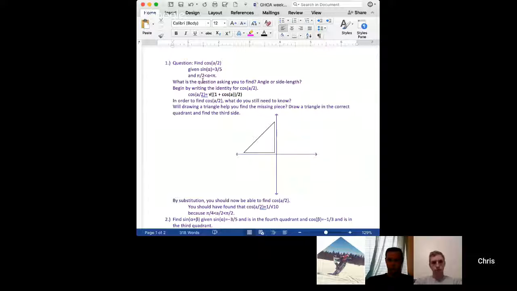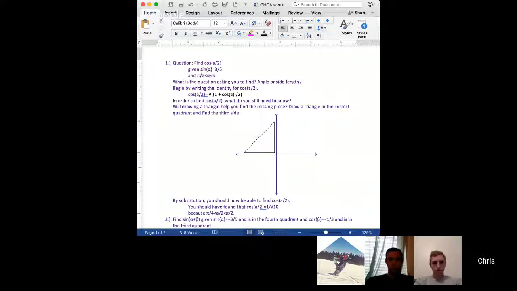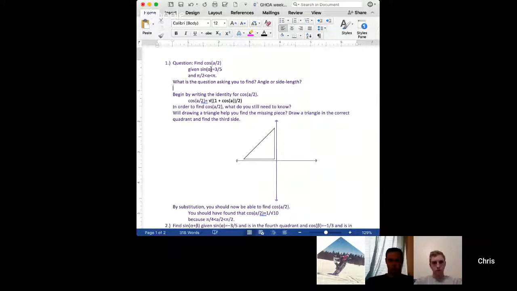What is the question asking you to find? Angle or side length? I believe angle because alpha is an angle. Begin by writing the. Well, hold on. No, I think it's asking for a side. Because I thought it was asking for cosine of A. Because we know what sine alpha is, because it's 3 over 5, but we don't know what cosine A is. Cosine A divided by 2.